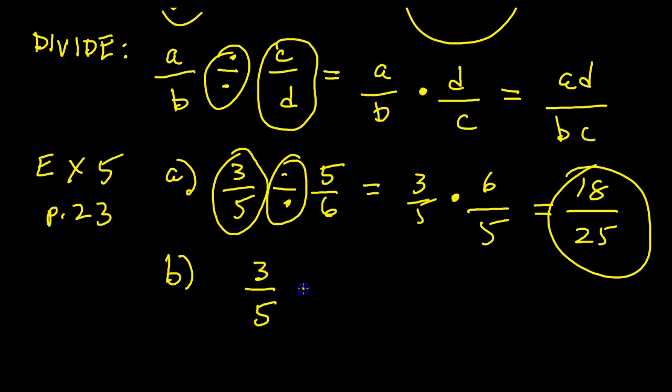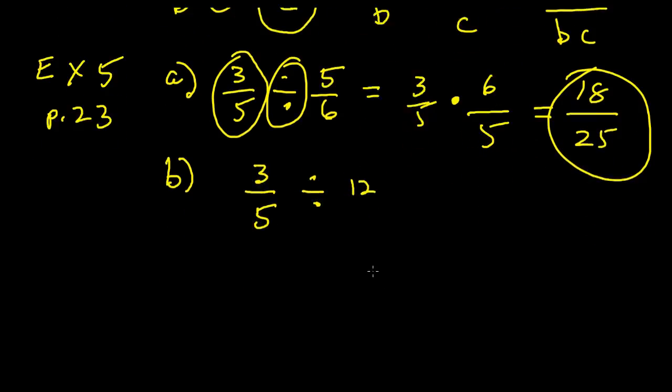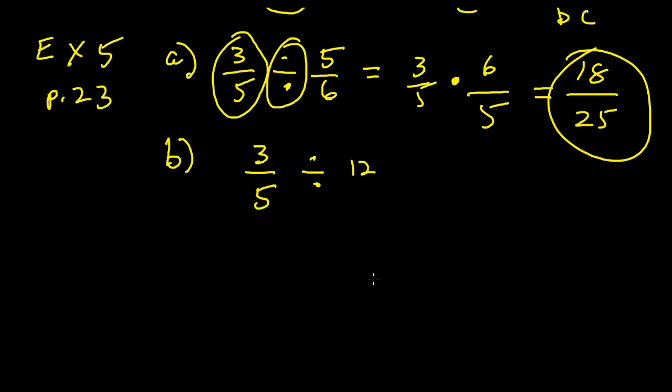3/5 divided by 12. Well, what are we going to do here? 3/5 divided by 12. 12 isn't a fraction. Well, I can write it as a fraction. I can write it as 12/1, could I not? All right, and now we've got the whole number 12 in the form of a fraction, and I'll do the same rule.